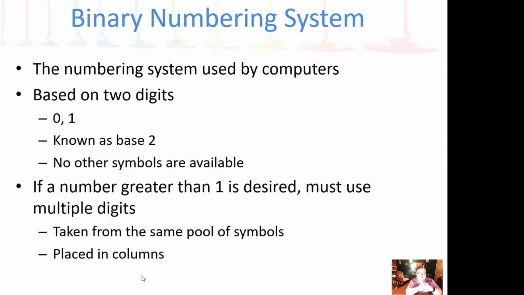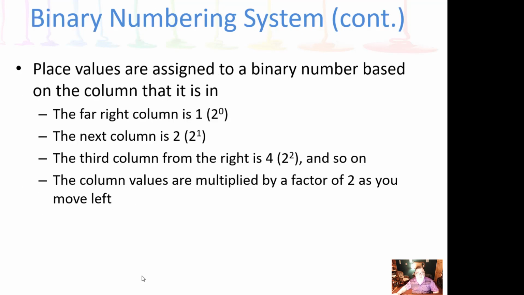This is also known as base 2. And again, we have 2 digits, 0 and 1. No other symbols are available. It's either off or it's on. So if a number is greater than 1, we have to use multiple symbols, multiple digits. And we take them from the same pool and we place them in columns, just like we did with base 10.